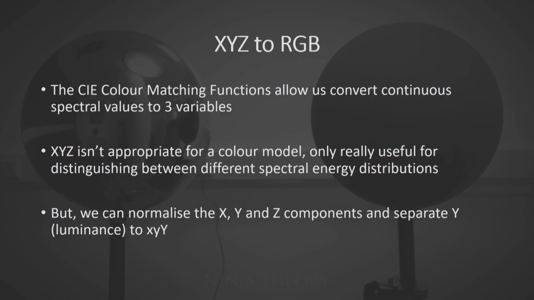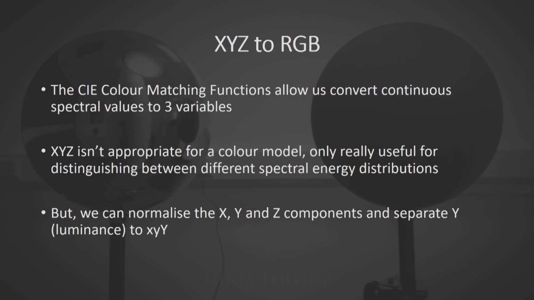The CIE, which is the International Committee of Illumination, did a whole bunch of color matching functions, a whole bunch of lab experiments, and they ended up with this formula where we can actually take this continuous spectral data and convert it into three main variables, capital X, Y, and Z. But X, Y, and Z in itself doesn't directly relate to RGB. It's more just useful for differentiating between different spectral power distributions. So as artists, the XYZ color space isn't really very useful to us, but we can use it as a really good interchange color space.